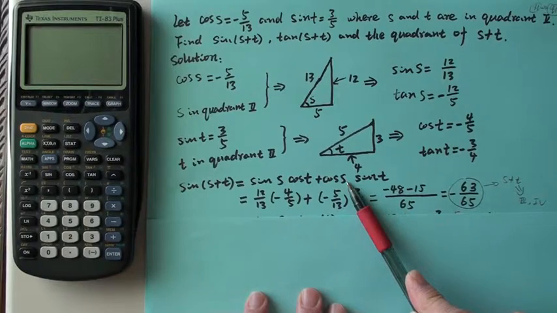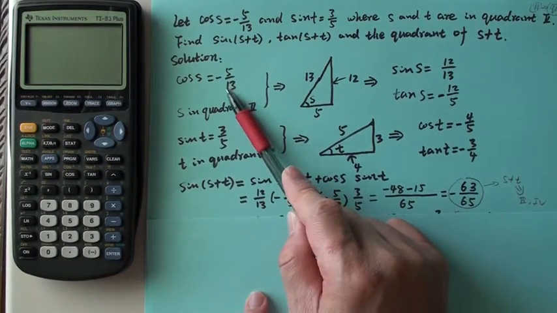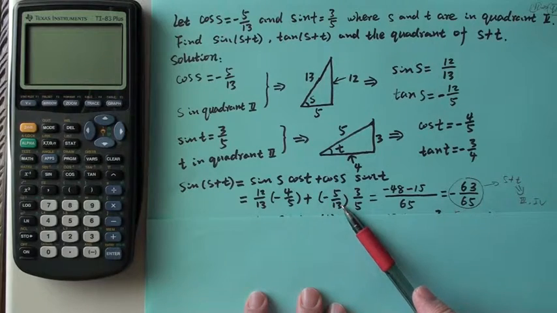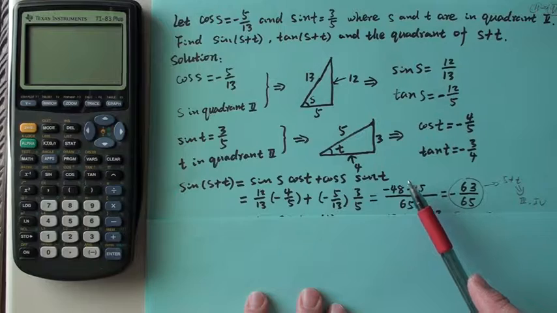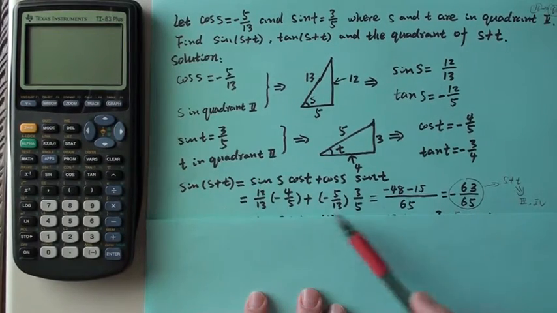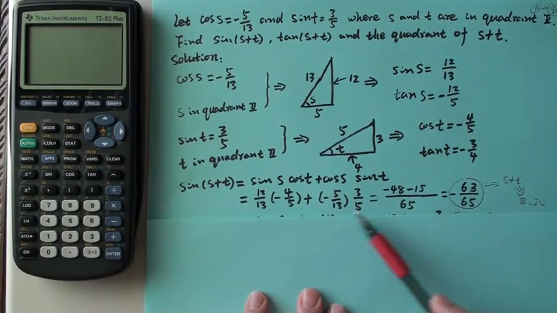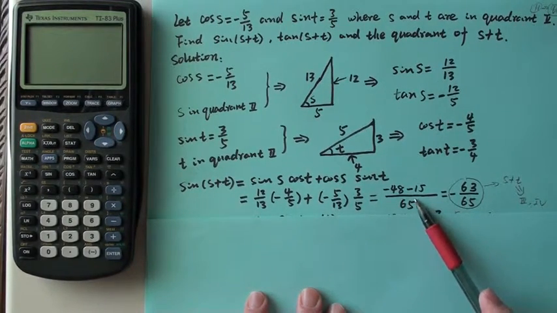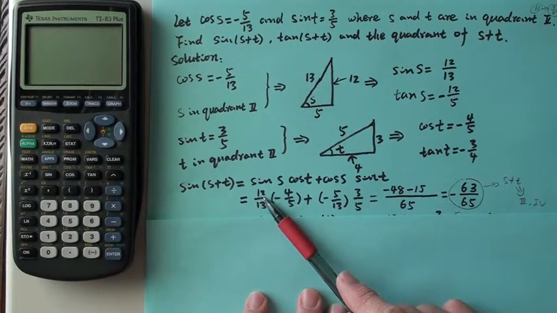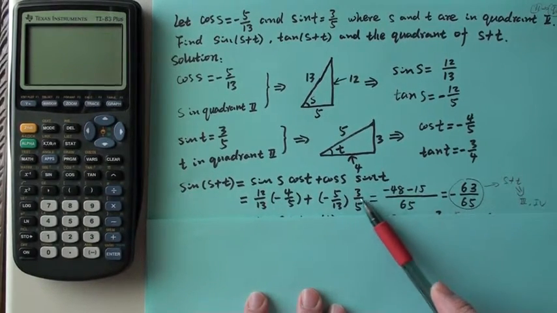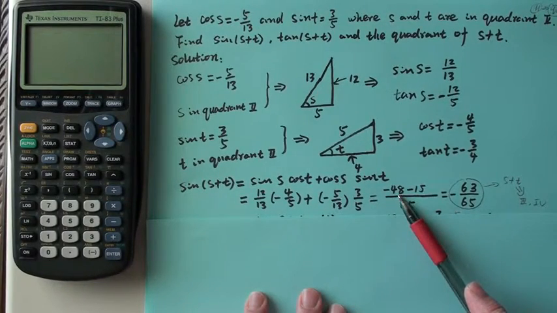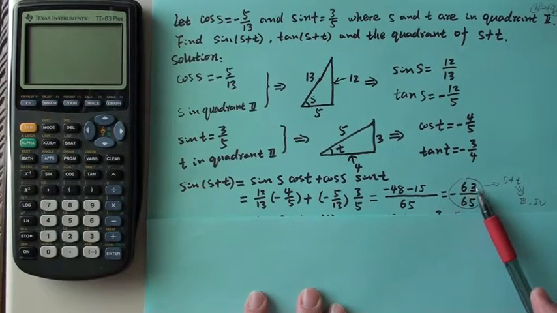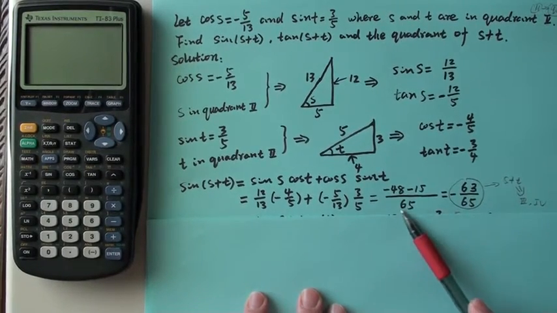Cosine s from here, negative 5 over 13. Sine t, 3 over 5. Sine t with sine t, right here, 3 over 5. Okay, now 5 times 13 is the denominator, 65. Negative 4 times 12, negative 48. 3 times negative 5, negative 15. Add those two together is negative 63 over 65.